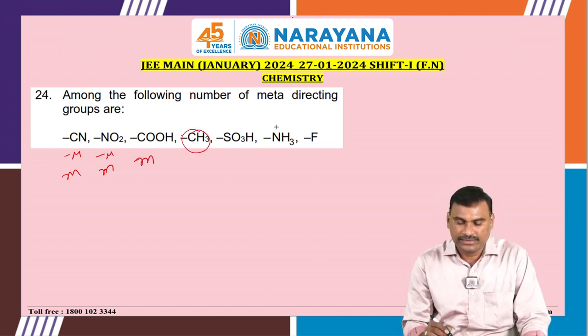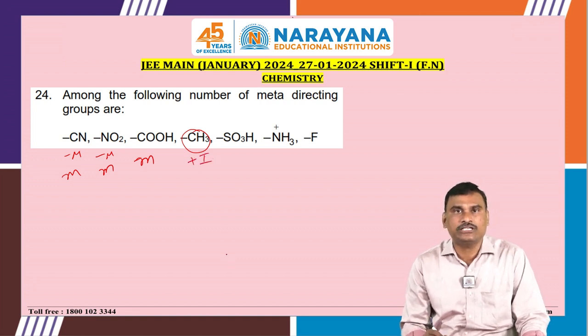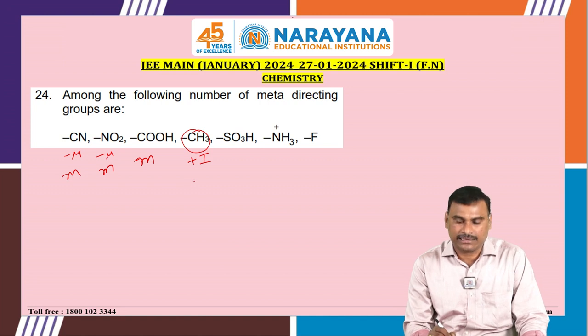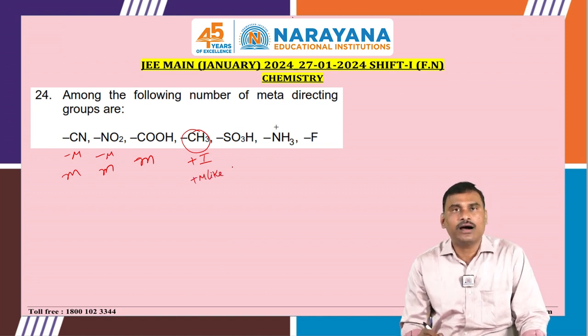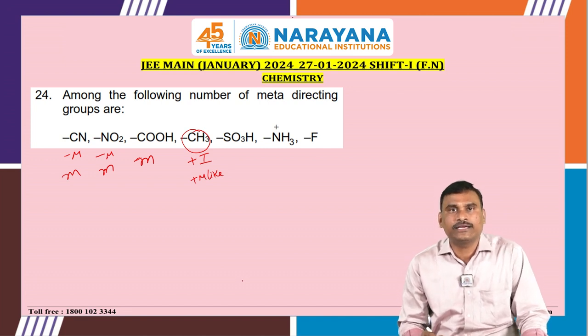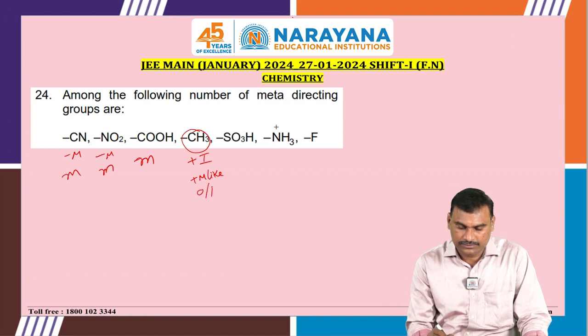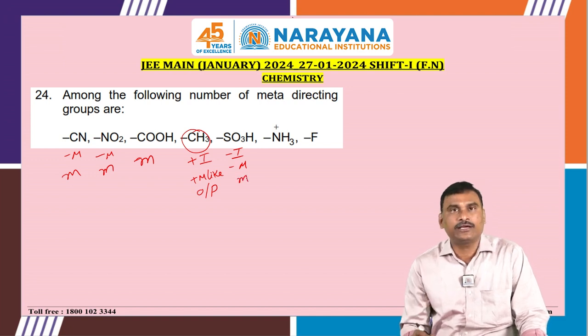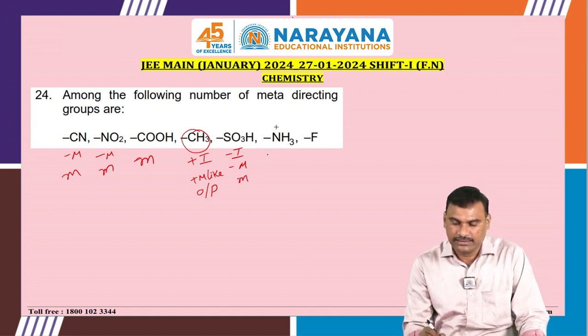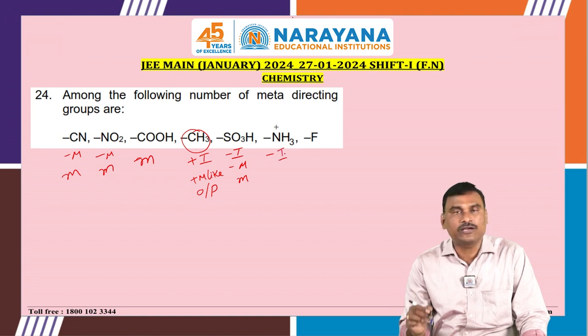Methyl is a +I, and due to hyperconjugation, it acts like a +M. Therefore, all electron donating groups act as ortho-para directors. SO3H is also -I and -M. Therefore, it acts as a meta-directing group. NH3 plus acts as a -I group only.